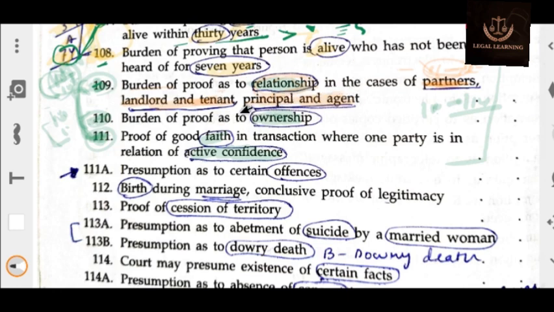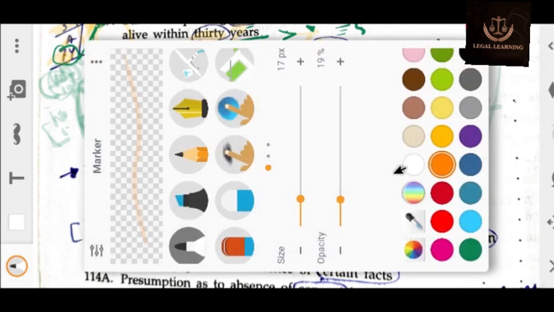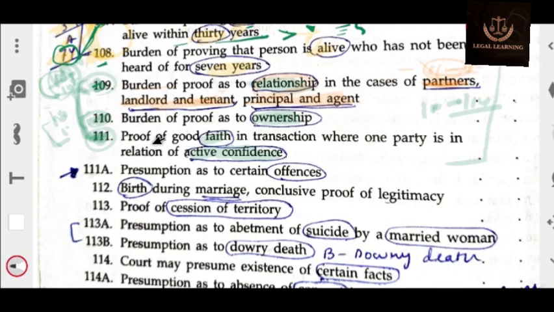Then second comes ownership. Now landlord is related with ownership. You can see here landlord is related with ownership also, so that's how it is related, and it is also a kind of relationship. Then comes faith. Then 111 is proof of good faith in transactions where one party is in a relation of active confidence. Good faith and active confidence come here. So that's why I'm grouping these in one category together, to remember it.